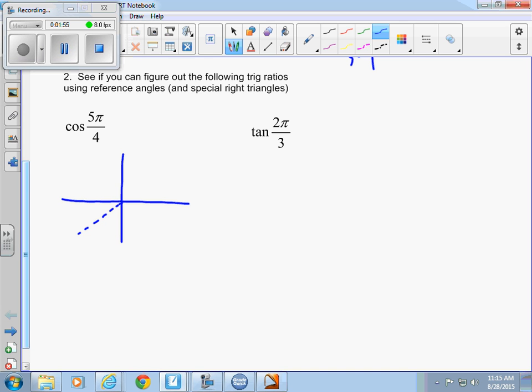I'm going to find the reference angle for that. And what is the reference angle? Subtracting. Okay, and what is it? I will say radians or degrees. It's pi over 4. Pi over 4, 45 degrees. Everyone agree? This angle makes a 45-degree angle with the x-axis. So that means the ratio of the sides of those triangles would be 1, 1, radical 2.